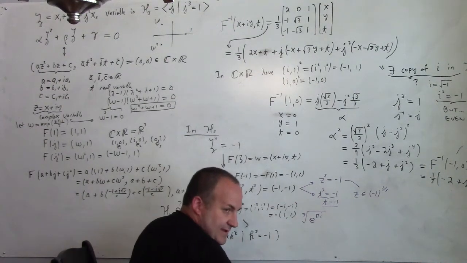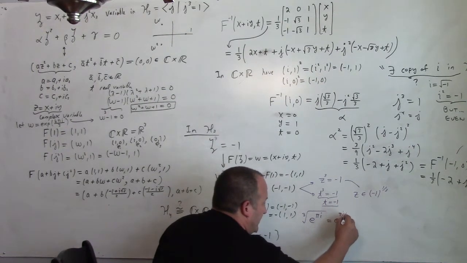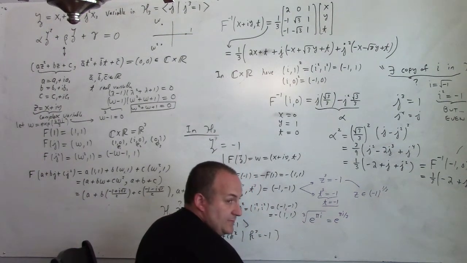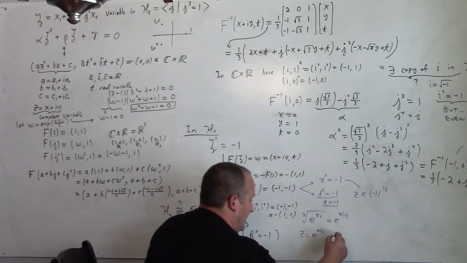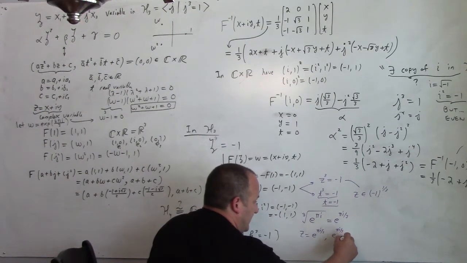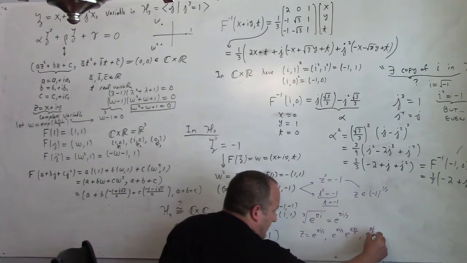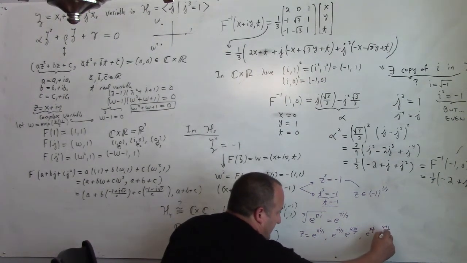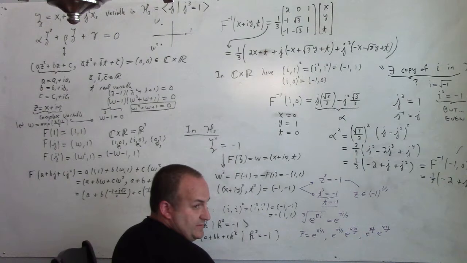Principal third root of e to the pi i is e to the pi i over 3. Right? Yep. And then z is equal to e to the pi i over 3, or it could be e to the pi i over 3 times e to the 2 pi i over 3, or e to the pi i over 3 times e to the 4 pi i over 3. Those are the three different solutions that give you minus 1 when you cube them, in the complex space.